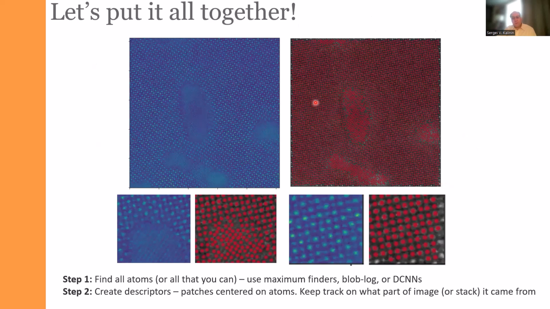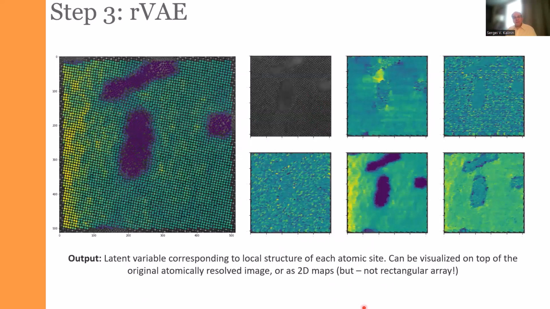So typically, the example of how we can use the autoencoder for experimental analysis is the following. We start with the image. We find all the atoms in the image, which can be done using blob log, DCNN, doesn't matter. Then we create the descriptors, meaning the patches that are centered on individual atoms. Of course, we keep track of what part of the image the patch has come from. Then we send these patches to the autoencoder. Each patch becomes a collection of latent variables, and then we plot these latent variables at the positions of the original atoms. So this is typically the trick.